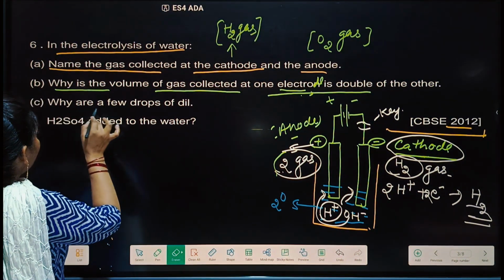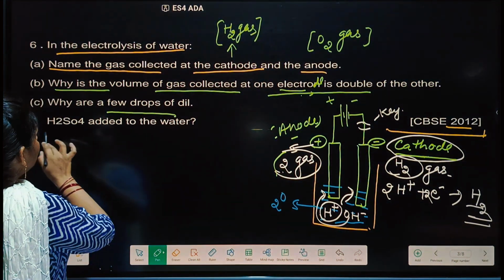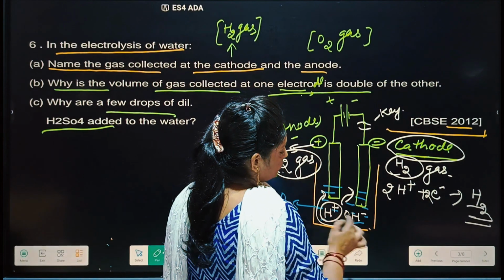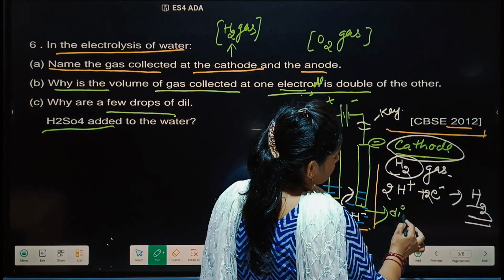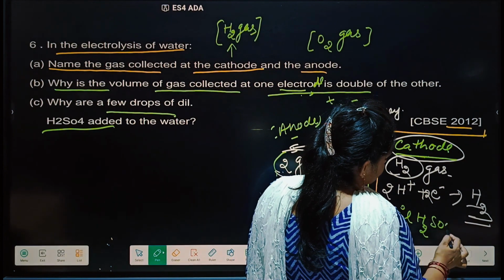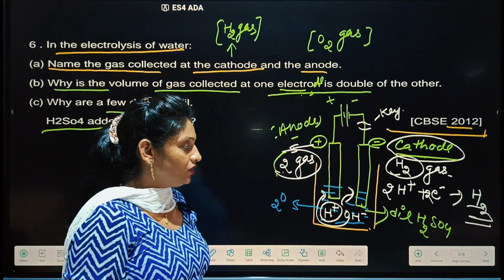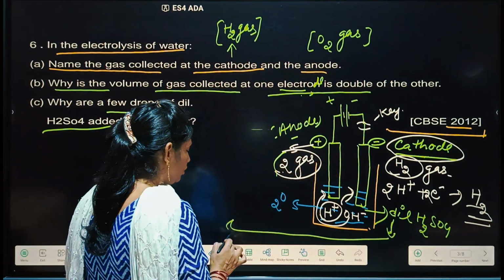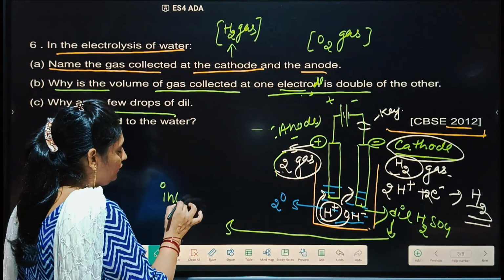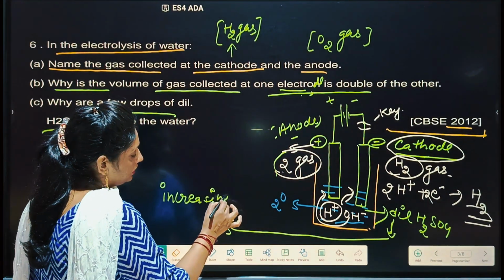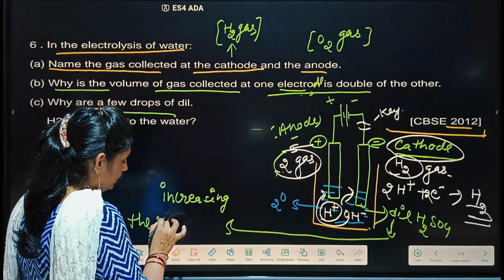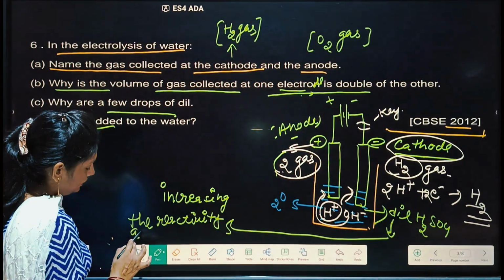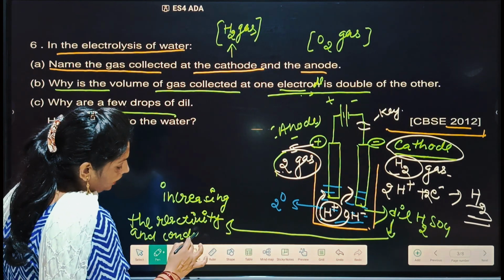Next one is, why are a few drops of dilute sulfuric acid added to water? Student, when we do the electrolysis process, we add some dilute sulfuric acid also in this water. Why is it? Students, we do this for increasing the decomposition, or we can say for increasing the reactivity and conductivity of the current.